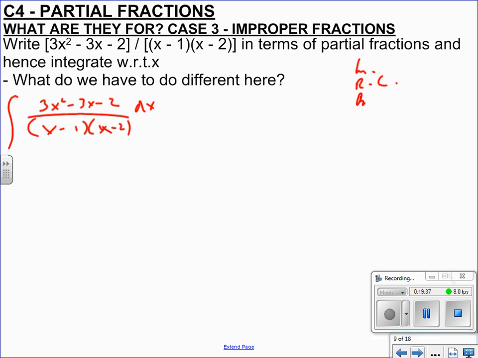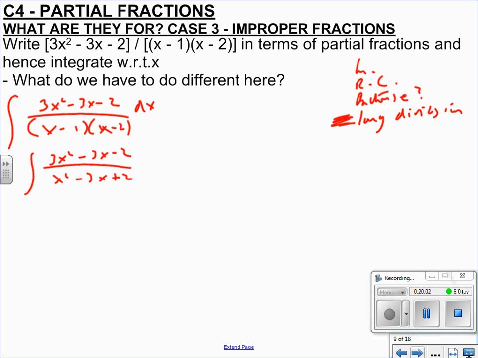Can we factorize? The top doesn't factorize, so we can't. Long division. Can we long divide this? Yes, we can. So if we know our order of priority, you can see this is an improper fraction because this is 3x squared take 3x take 2 over x squared take 3x plus 2. So I've just multiplied these two out. I know I'm doing this quickly.